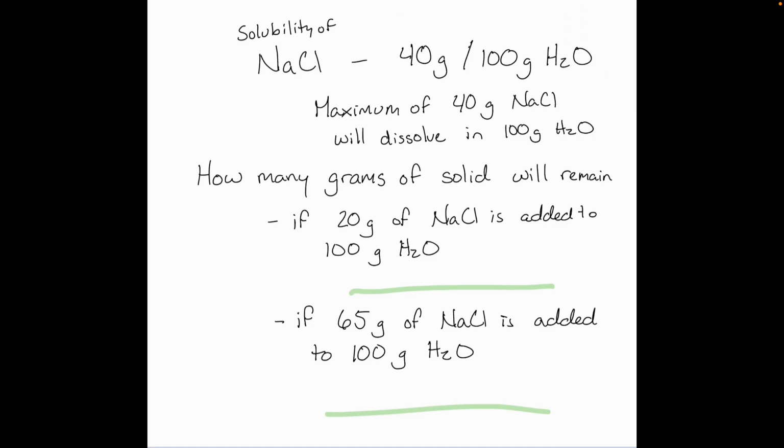None will remain in the first one. If I got 20 grams, how much solid is going to remain? None of it, because all 20 grams is going to be able to dissolve. That 40 grams is like your threshold, the maximum amount that you can get in there. Then if I put 65 grams of sodium chloride into 100 grams of water, how much is going to dissolve? 40 grams, because that's the maximum. So how much am I going to have left over? 25. That difference between 65 and 40, that 25 grams.